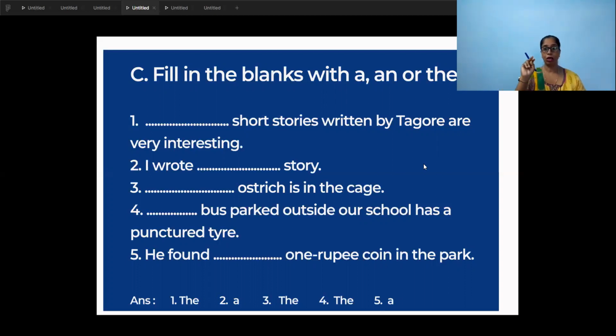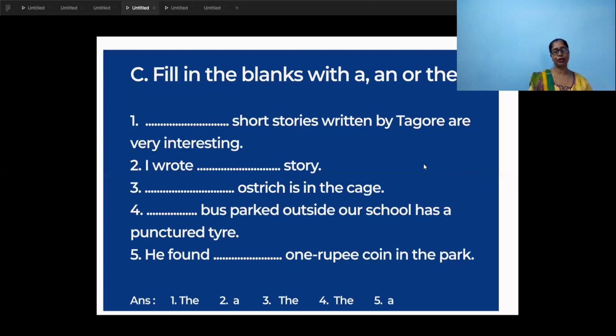I'm talking about the ostrich which is in the cage. So it's a particular ostrich. So what should I mention here? Yes, article the, T-H-E, the. T capital because it's the beginning of the sentence. Yes, let's go to the next one.